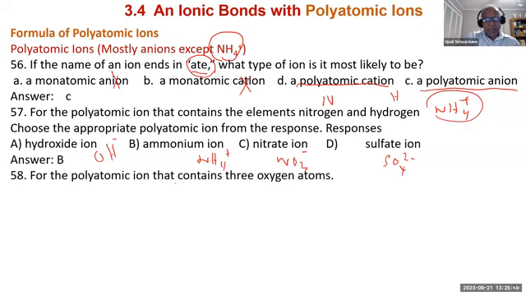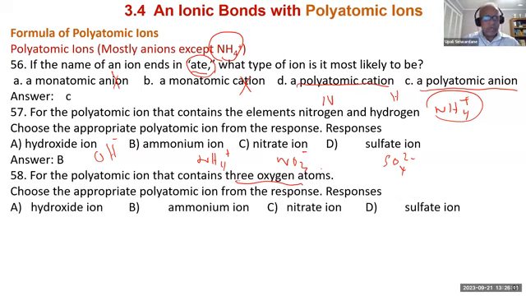For the polyatomic ion that contains 3 oxygen atoms from the list: ammonium doesn't have oxygen, therefore it's not the answer. Hydroxide has only 1, OH. That's not good. Nitrate ion has 3 oxygen atoms. Sulfate ion has 4 oxygen atoms. Therefore, the answer should be nitrate. Answer is C.